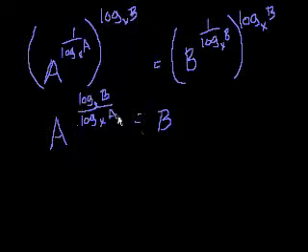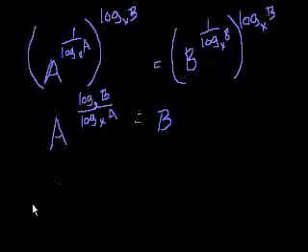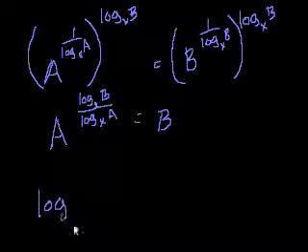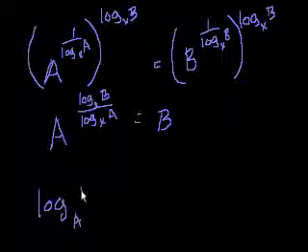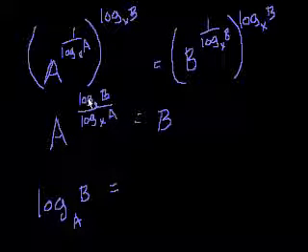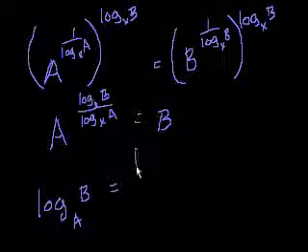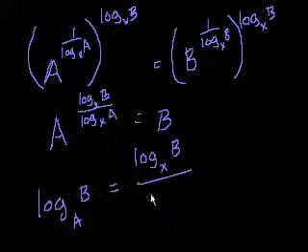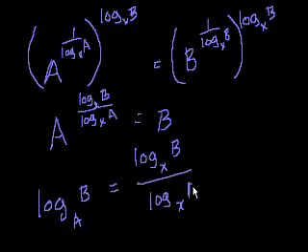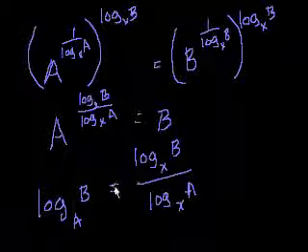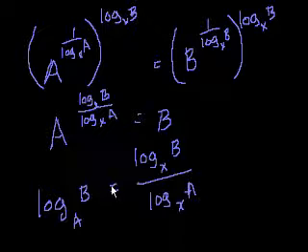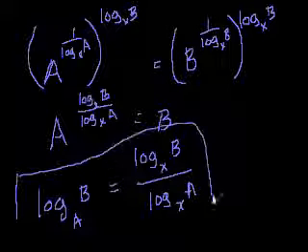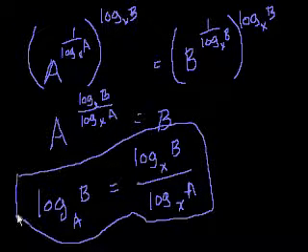Now let's write this entire thing as a logarithm. A to this thing is equal to b. That's the exact same thing as saying that the logarithm base a of b is equal to the log base x of b divided by the log base x of a. This might seem confusing and daunting, but we're actually going to do a lot of examples of this. This is probably the single most useful identity if you're using a calculator.